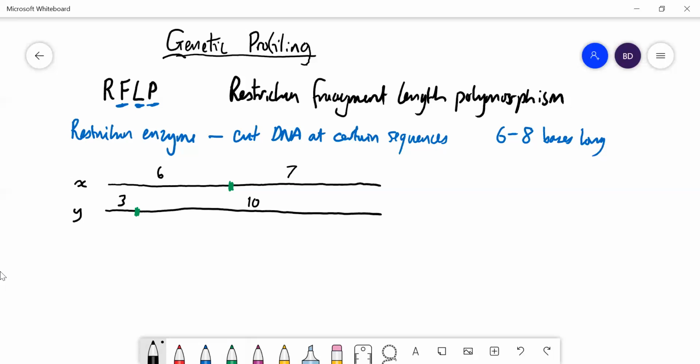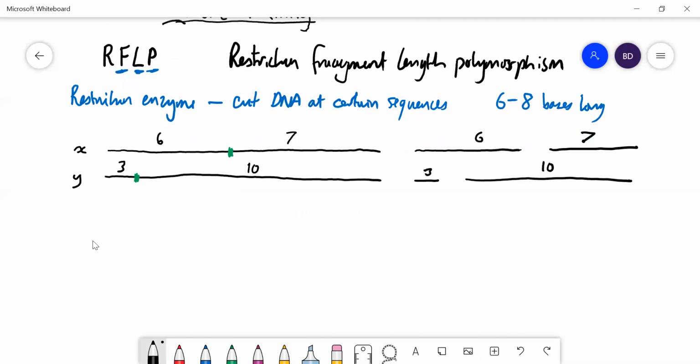If you had a culture of bacteria X and a culture of bacteria Y, you extracted the DNA, which is pretty easy to do, added the restriction enzyme, and chopped it up, X would be chopped into a 6 and a 7, and Y into a bit 3 long and another bit 10 long. How can you find out the sizes of those? You could put it on an agarose gel and do electrophoresis.